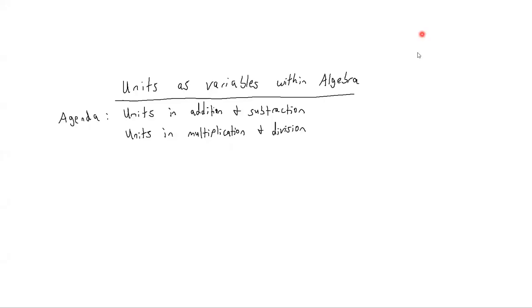All right, so welcome to the second video in this module about dimensional analysis. In the last video, we covered the very basics of units. And in this one, we're going to cover thinking about units as variables within algebra. Specifically, we'll cover units in terms of addition and subtraction within algebra, and also multiplication and division within algebra.